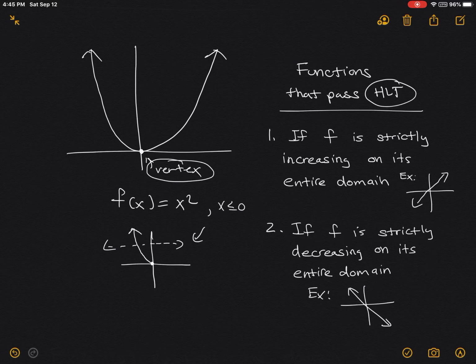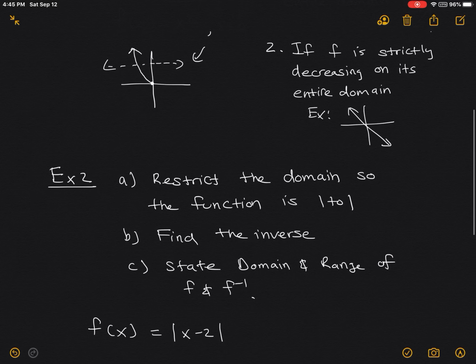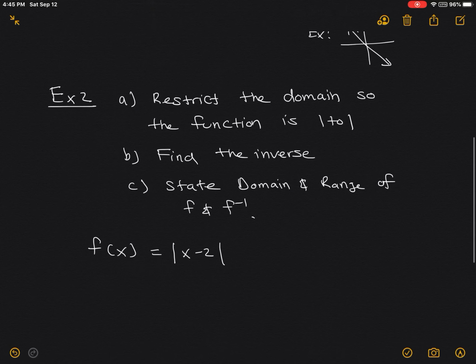So the key is to restrict the domain. Typically, you're going to get a parabola or an absolute value right at the vertex. Because once you chop it off, you can tell that it's either strictly decreasing or strictly increasing, and you have a choice, as you will see in this next example.